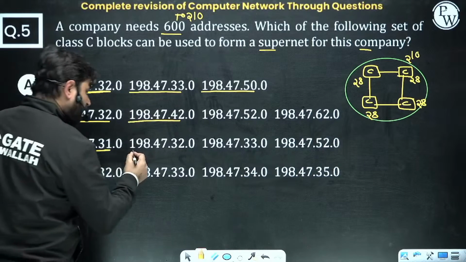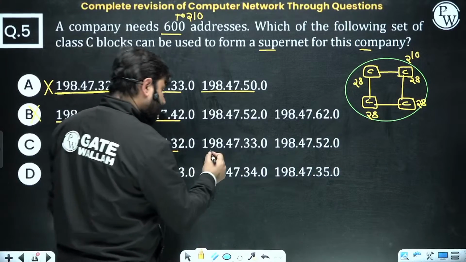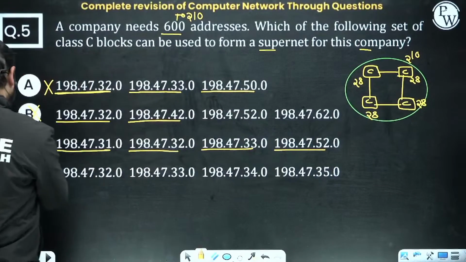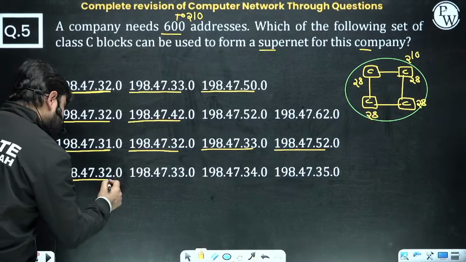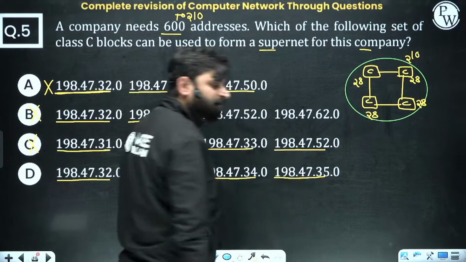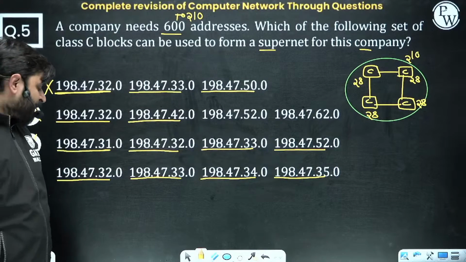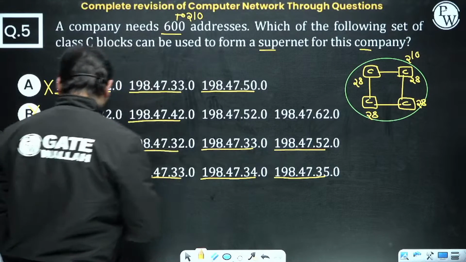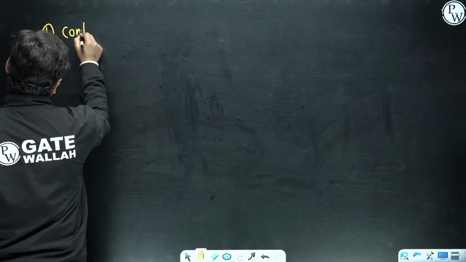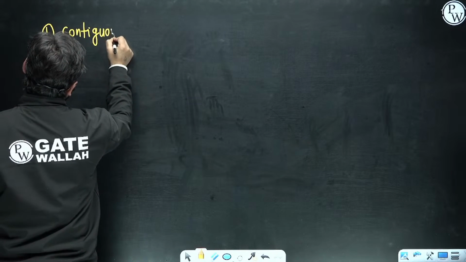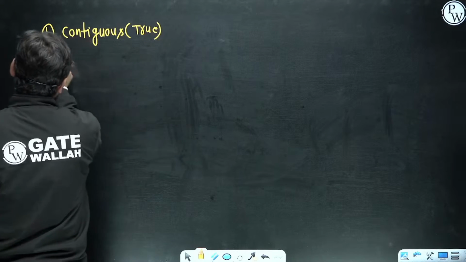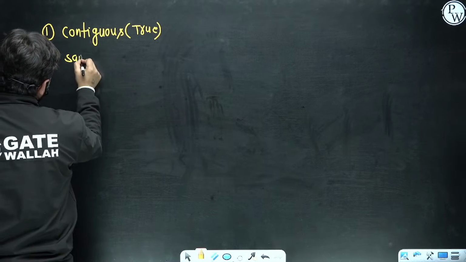31, yes. After that 32, yes. After that 33, yes. After that it must be 34, not contiguous, wrong. Another: 32, yes. 33, yes. 34, yes. 35, yes. All are contiguous. Now, the first rule is contiguous. Contiguous, true. What is the second rule? Same size. We have to check all three rules.